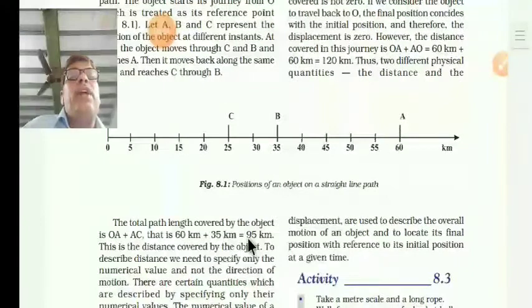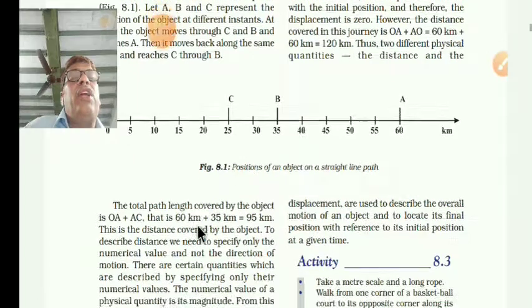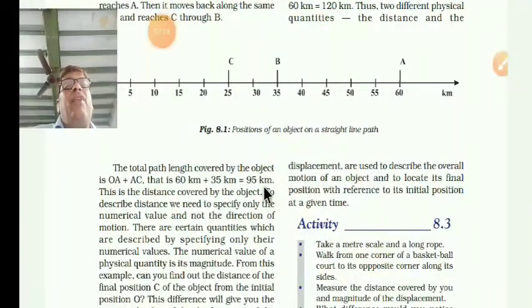The total length covered by the object is first OA, then AC. So OA plus AC: 60 plus, from here to C, 5, 10, 15, 20, 25, 30, 35, so 35 kilometers. So 95 kilometers. This is the distance covered by the object. To describe the distance, we need to specify only the numerical value.